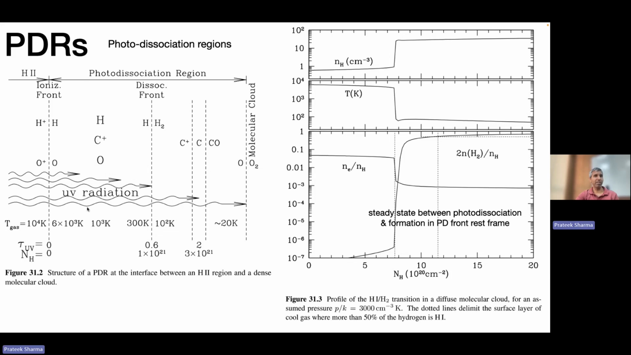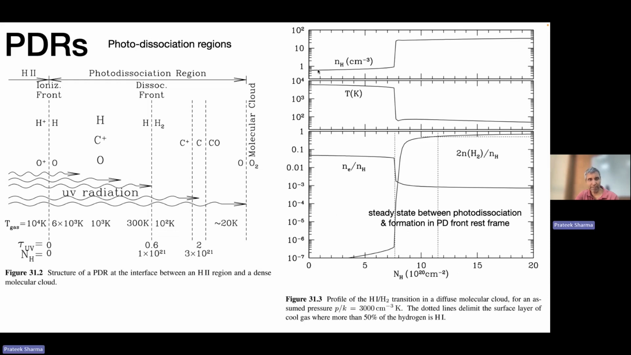You cannot form molecules here, because in equilibrium conditions, the abundance of H2 here is like 10^-6. That's not a molecular gas. This is where it forms molecules across the photodissociation front. So here is a profile of various things like number density, temperature, and electron fraction as a function of column or as a function of X.